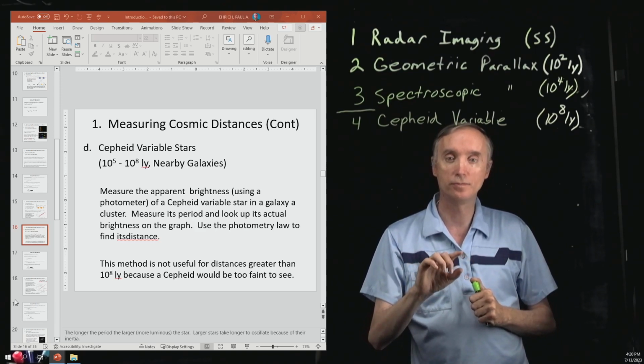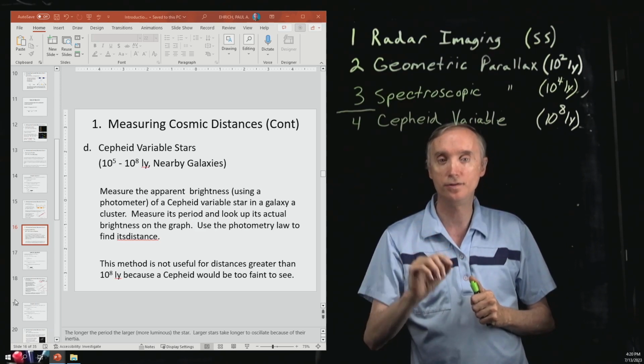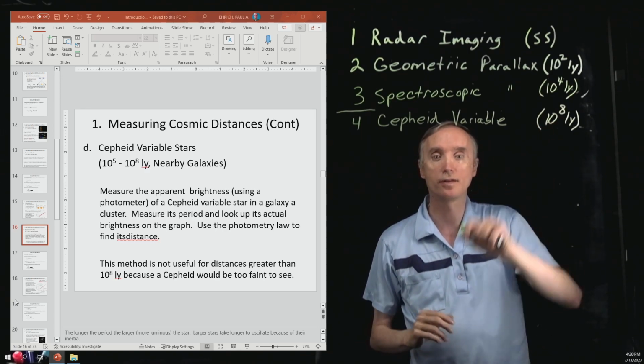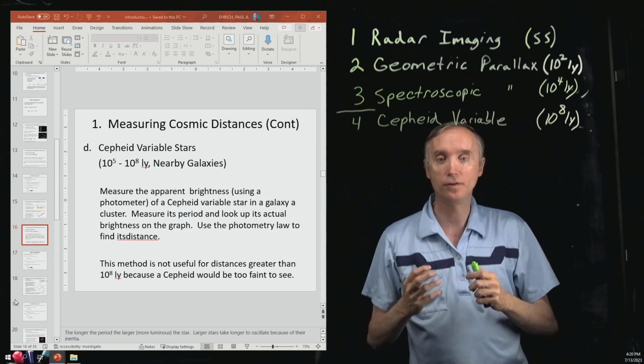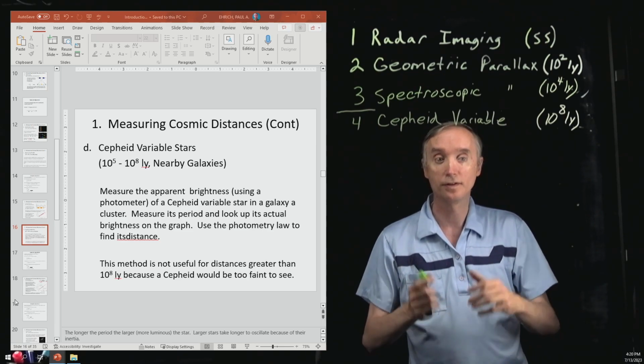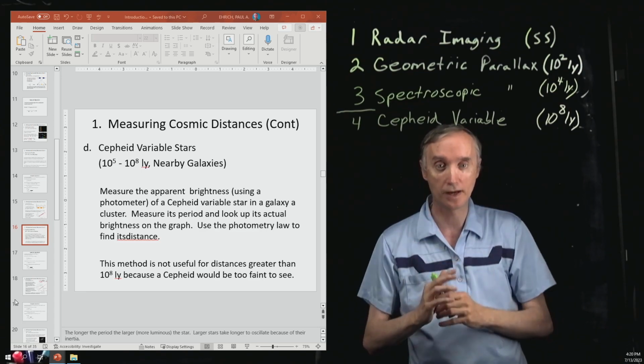I also wanted to mention that this method is not useful for distances greater than 10^8 light years, because a Cepheid variable would then just be too faint to notice that it is oscillating back and forth.